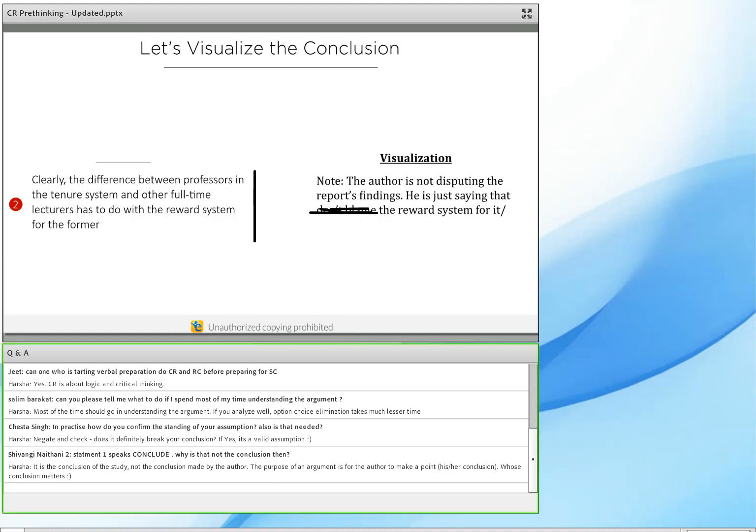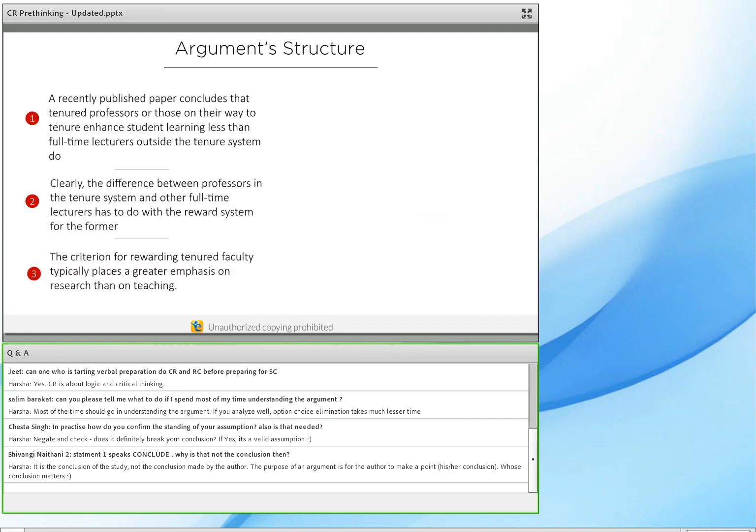All right, let's go to the logical structure of this. So here is the structure of the argument. Statement two is the main conclusion. This is what the author is trying to make you believe. Why does the author do that? Statement one supports it, where it says the criteria for rewarding tenured faculty typically places greater emphasis on research than on teaching.